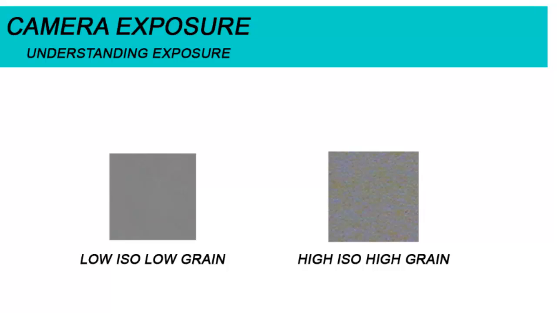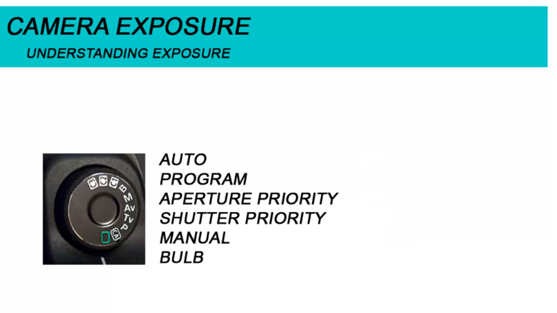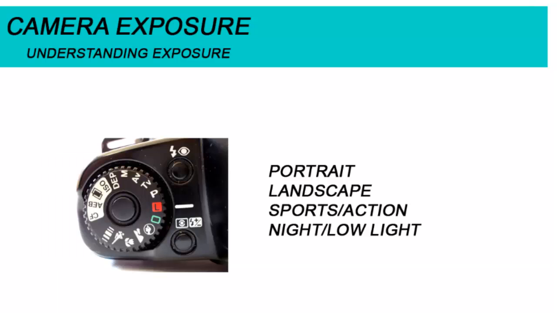Exposure modes. Camera mode dial. Most digital cameras have one of the following standardized exposure modes: auto (green rectangle), program (P), aperture priority (Av), shutter priority (Tv), manual (M), and bulb (B) mode. Av, Tv, and M are often called creative modes or auto exposure (A) modes.